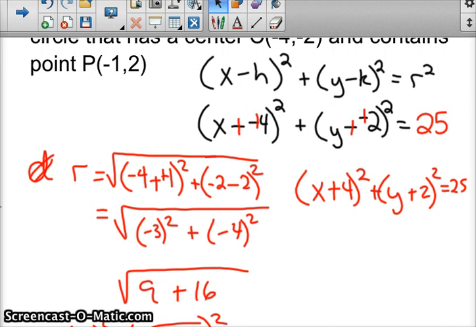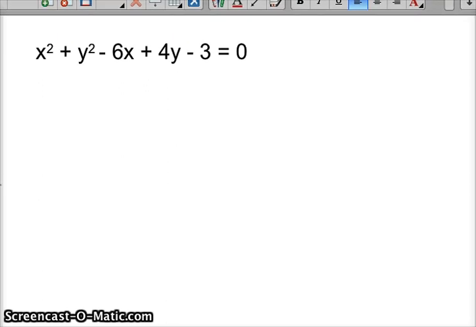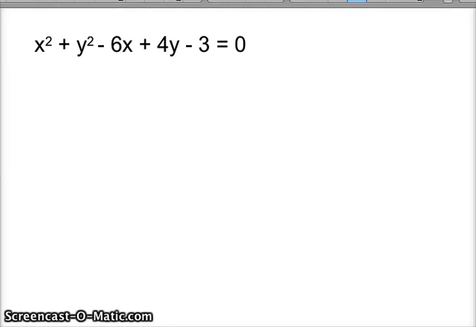Now there's one more example we'll do, so I'll hit pause one last time and show you the completing the square example. Here I give you an example of a general form of a circle. And I know it's a circle just by the first two terms. We've got x squared plus y squared. That's the key to it being a circle. So what we're going to do to find the equation of this is to complete the square on it.